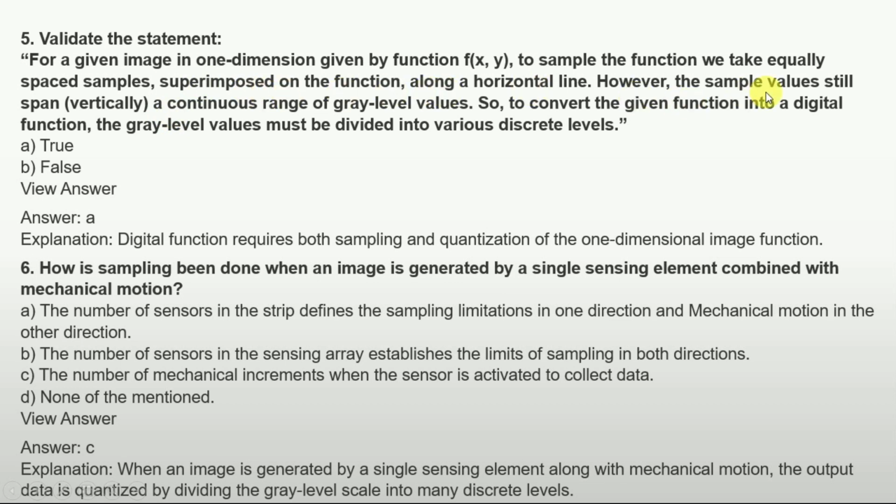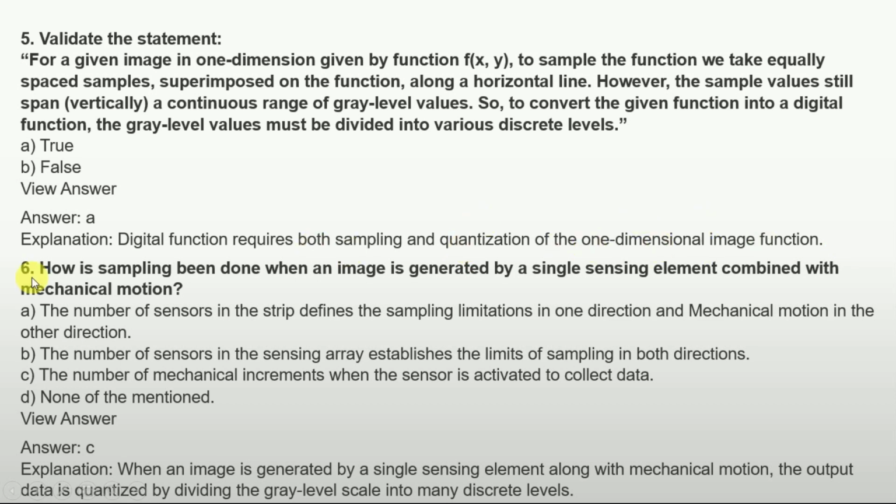However, the sample values still span vertically a continuous range of gray level values. So to convert the given function into a digital function, the gray level values must be divided into various discrete levels. Is it true or false? So the answer is true. That is true, because a digital function requires both sampling and quantization of the one-dimensional image function.